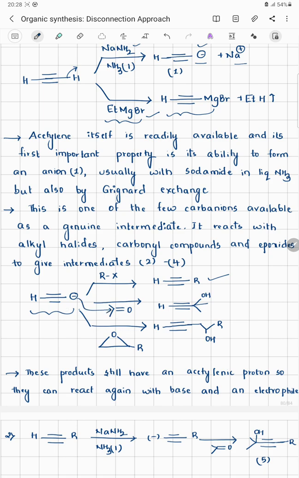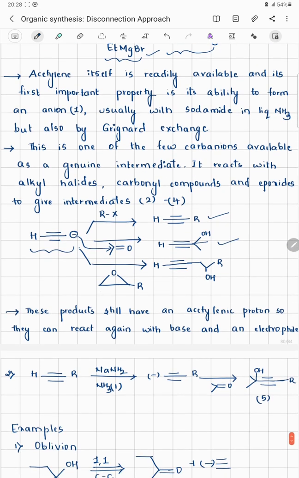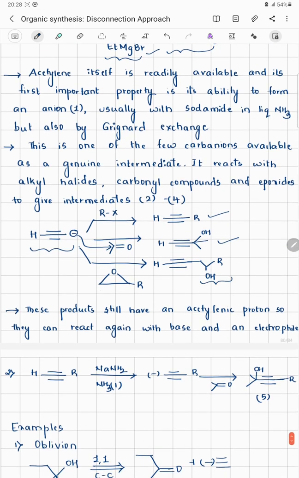We can observe that the negative charge can attack the carbonyl carbon, so that I can easily get a tertiary alcohol. The anionic system can easily attack the epoxide system, so that a ring opening reaction takes place and I get an alcoholic system. These products still have an acetylenic proton, so they can react again with a base and an electrophile. Now when I observe the products, there is an acetylenic proton. This proton also can be replaced easily, and further they can react to give me other substituted acetylenic compounds.